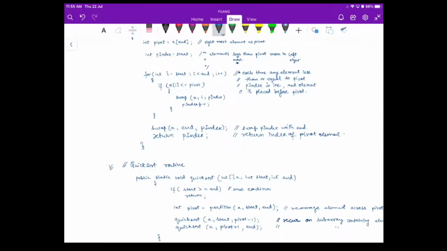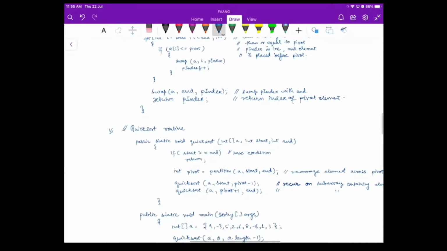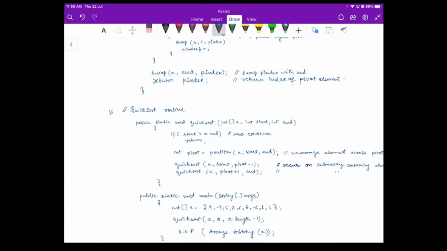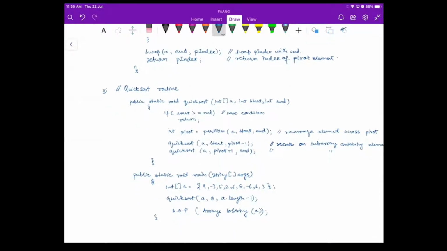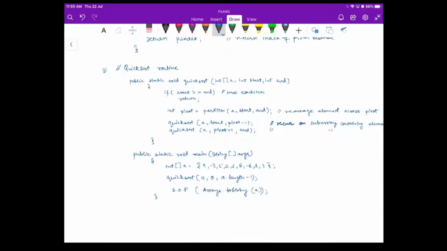Okay, so for doing quick sort, quick sort is a recursive algorithm. So what we have done, we have taken if the start is greater than or equal to the end point, then we will return it. Okay, that means that's the end of quick sort. But what we have done here is we have taken another function, partition, and we have given it the array, the start point, and the end point. Okay, so we have also passed the same, the first element and the last element, in the quicksort.